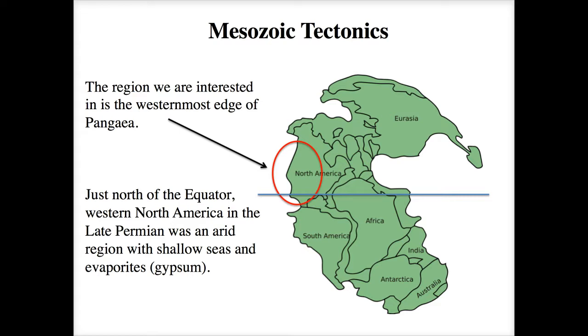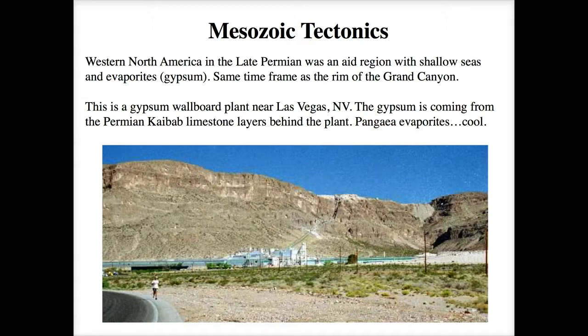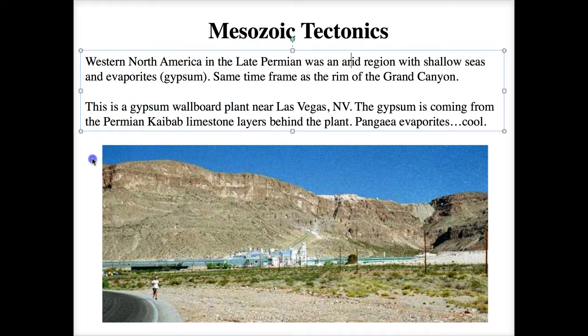So if you look around places like Las Vegas, Western North America in the late Permian, what was this arid region? Not an aid region, that's supposed to be arid. Here, look, I'll fix it for you while I'm talking. There you go, how's that? All right. Western North America in the late Permian was an arid region with shallow seas and evaporites.